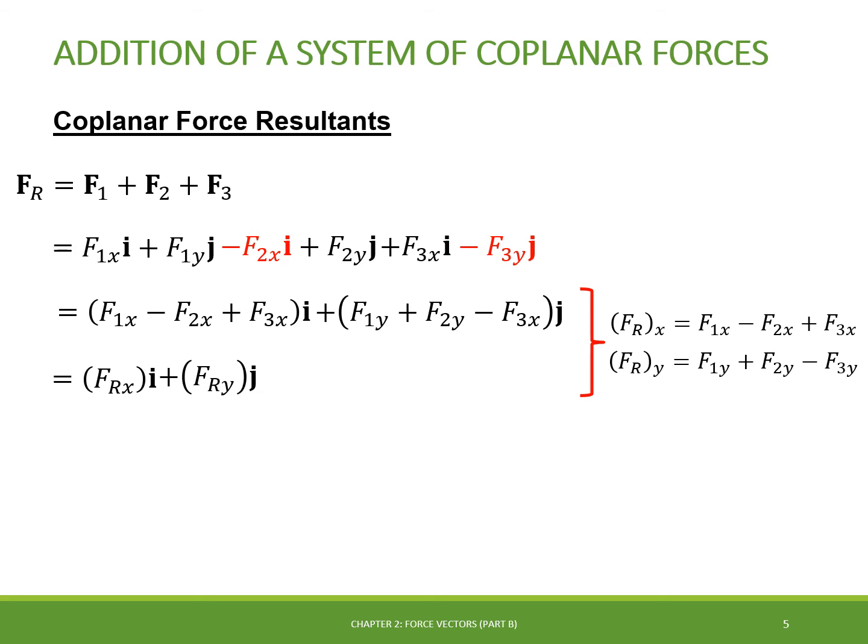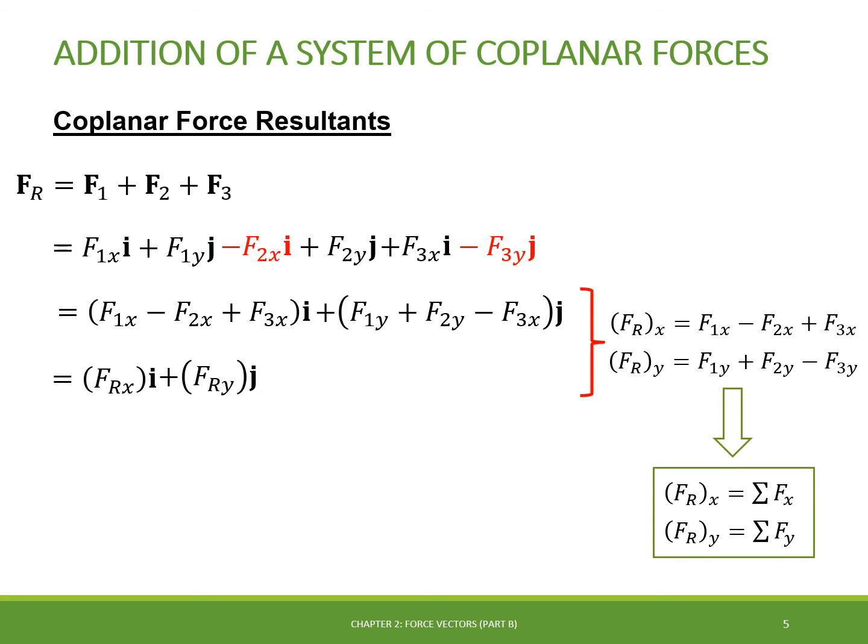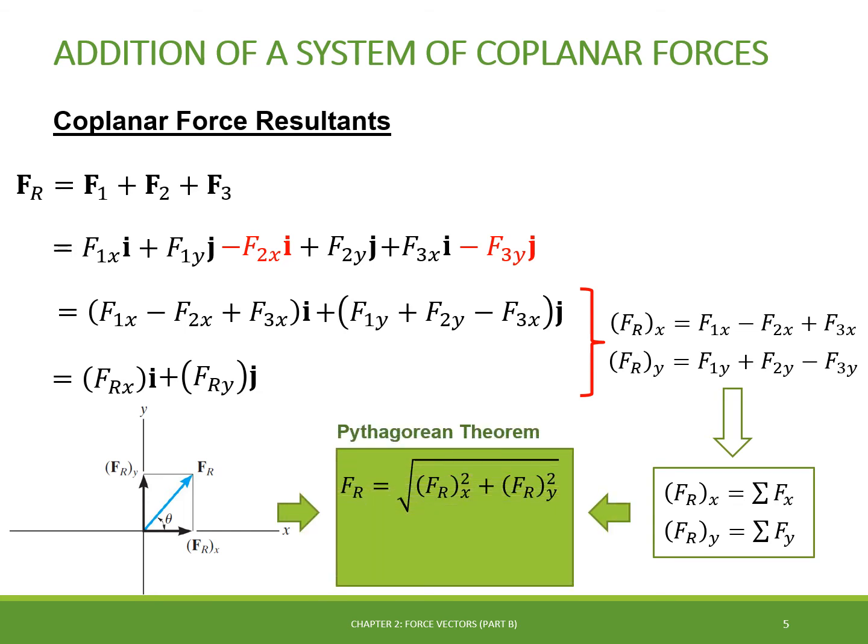We can easily extend this approach for any number of coplanar forces. A convenient way to do it is through the algebraic sum of the x and y components of all forces represented by this general equation. Once we have determined the components of the resultant force, they can be sketched along the x and y axis with their proper sense of direction, and the magnitude of the resultant force can be found from the Pythagorean theorem.